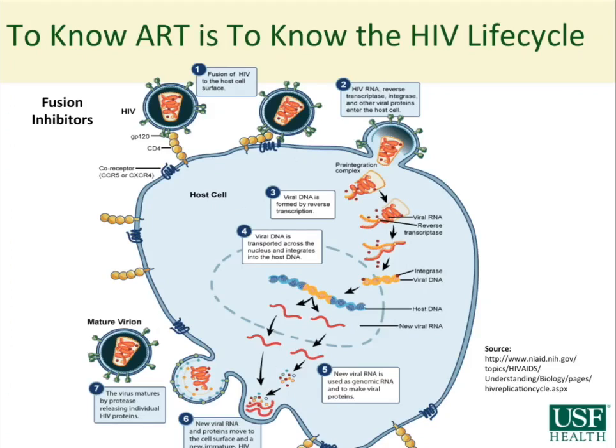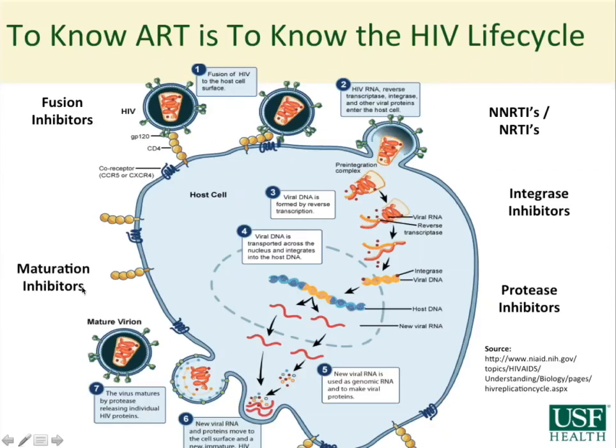So your fusion inhibitors, we don't use them very much, but those will stop the fusion. Most of our bread and butter, if you will, for ARTs, our backbones, are the nucleoside reverse transcriptase inhibitors and non-nucleoside reverse transcriptase inhibitors that work here. And then the integrase inhibitors stop the integration of the viral DNA into the host DNA. The protease inhibitors stop the budding off of the virions, and the maturation inhibitors are still in development, but those will stop the maturation of the virions.